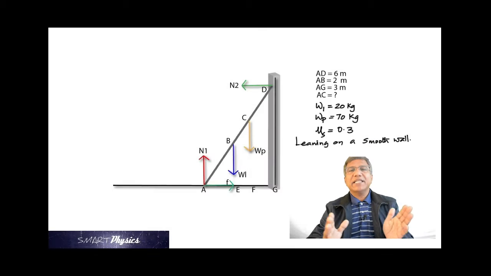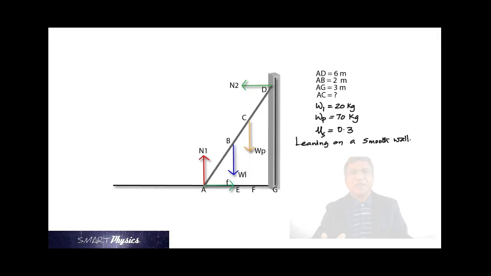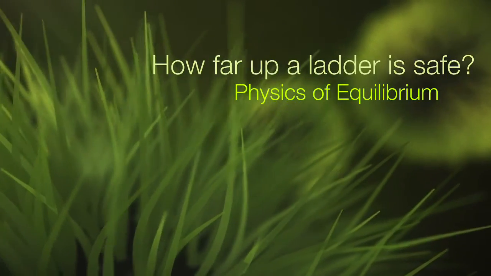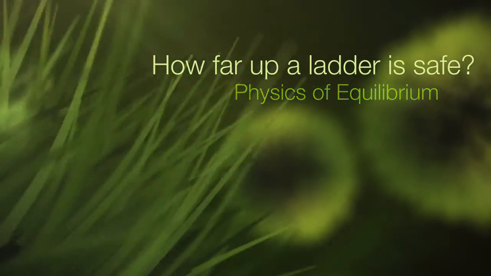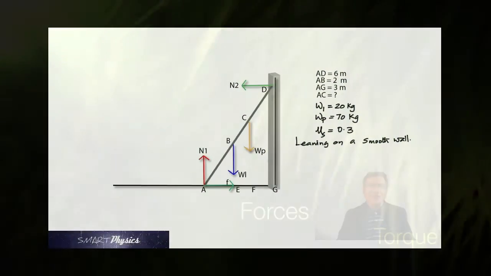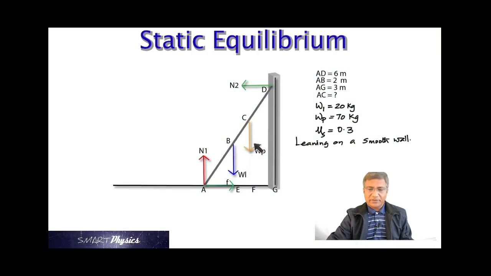So you have a ladder leaning up against a wall. How far up the ladder can you climb safely? So the ladder AD has a length of 6 meters. The center of gravity of the ladder is at the point B, and AB is 2 meters.